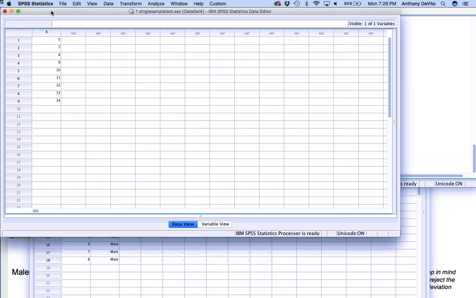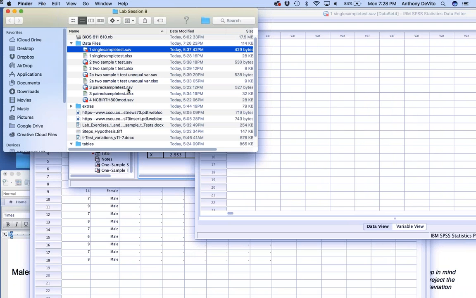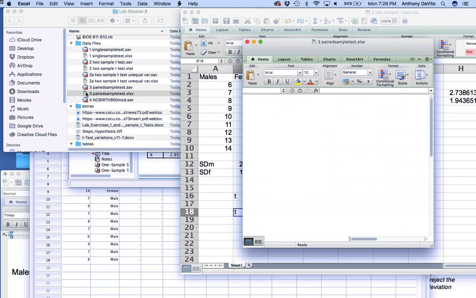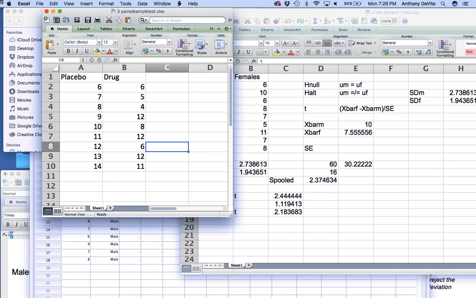Okay, so now let's see if we got any more twists and turns here. Okay, so now we have another situation. I'm going to open up another data file, which is paired samples. Okay, so now what is this? What is going on here? What's going on here is that we have 9 subjects.